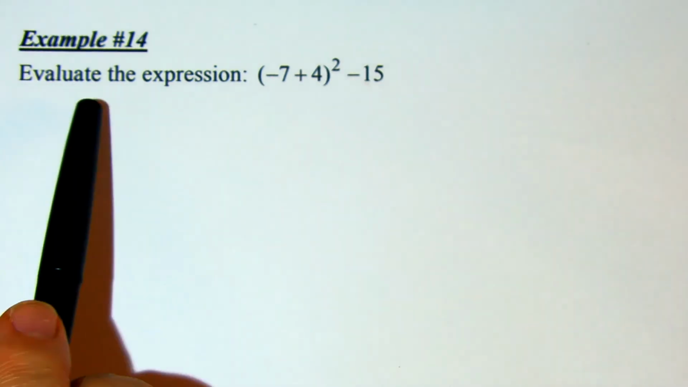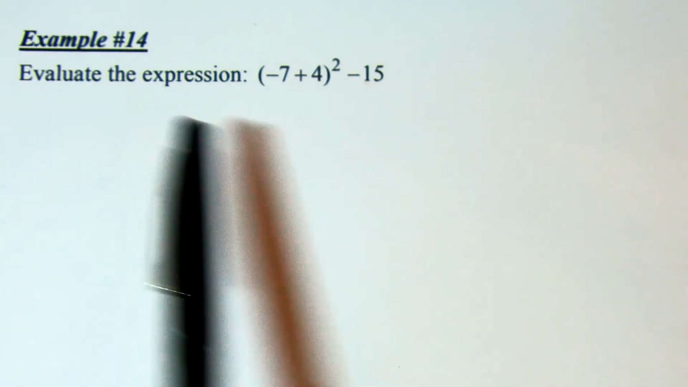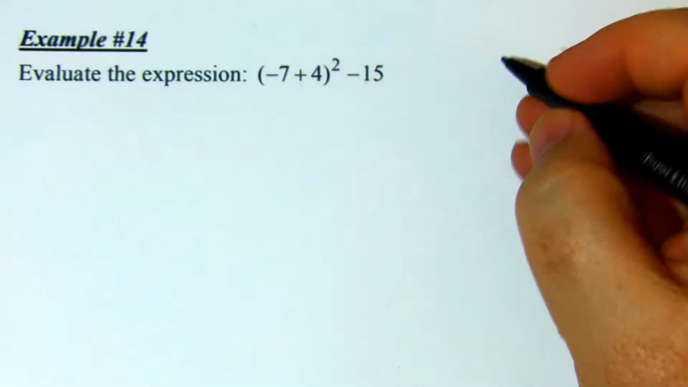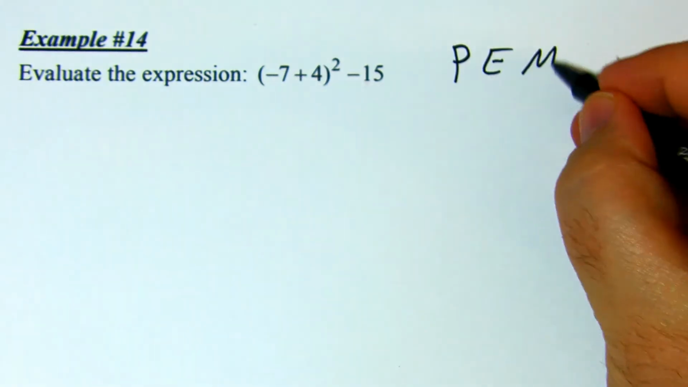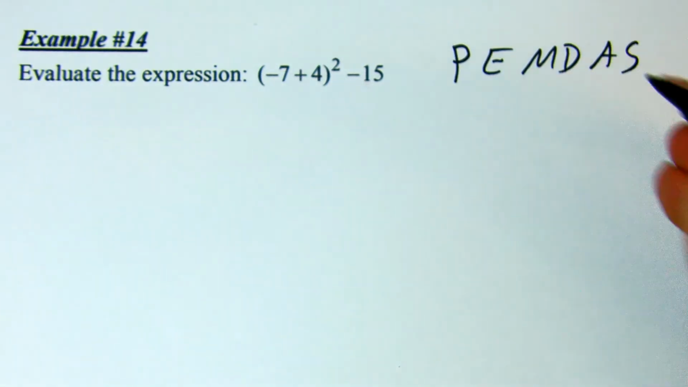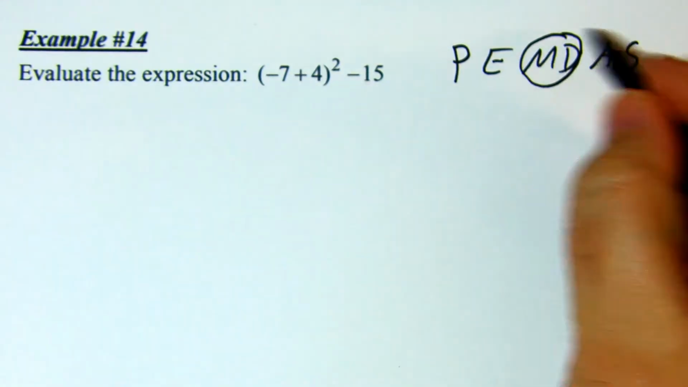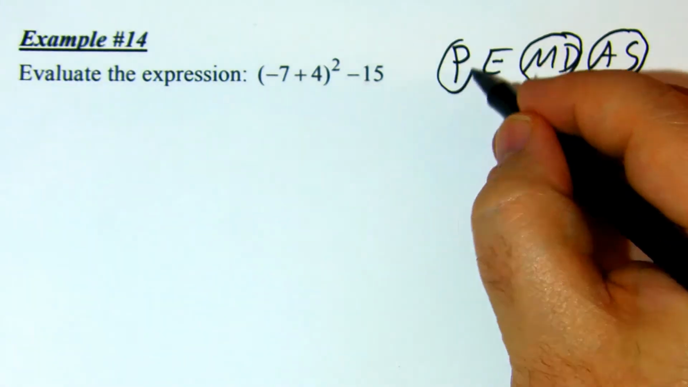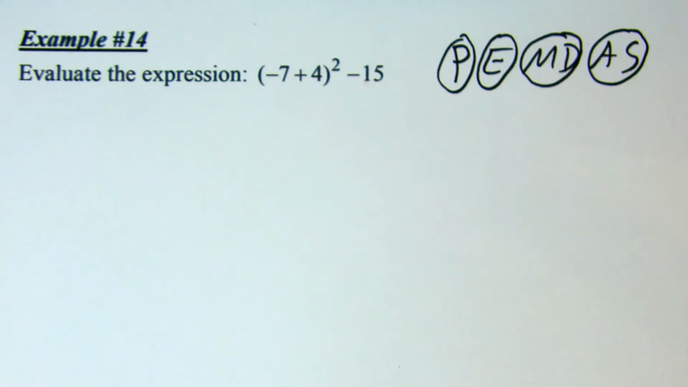And this is example 14. Evaluate the expression. So to evaluate this expression, we can remember the memory device: Please excuse my dear Aunt Sally. And remember that multiplication and division and addition subtraction are a single step. So I sometimes circle the letters or underline them just to remind me that there's 4 steps, not 6.